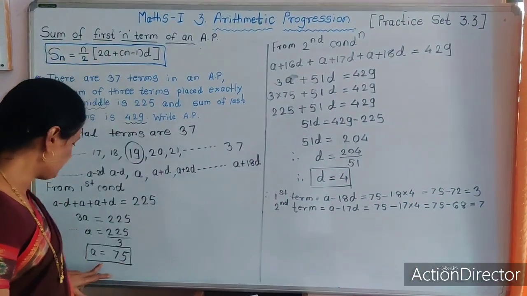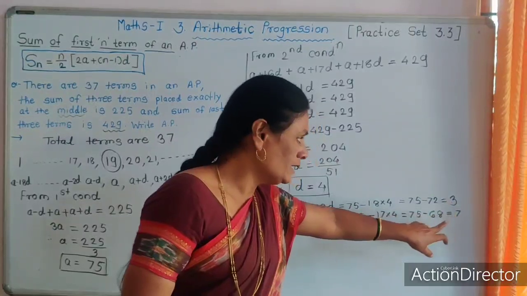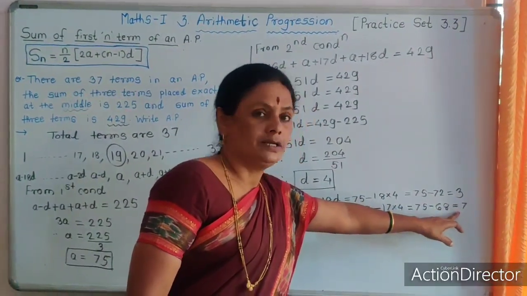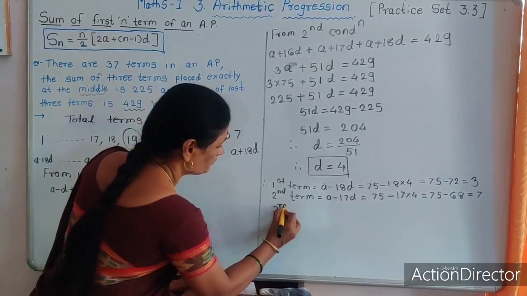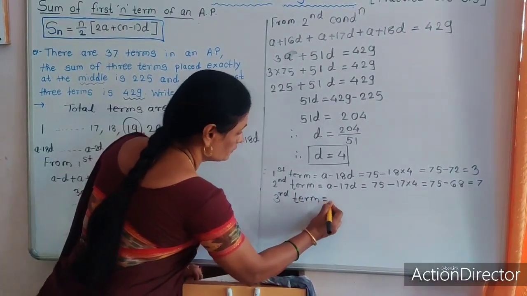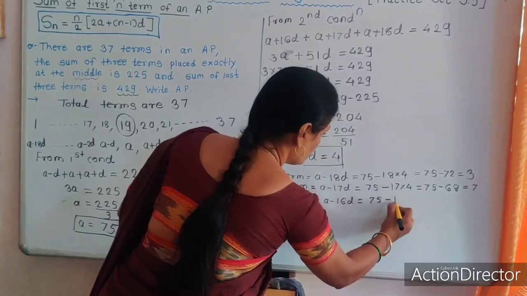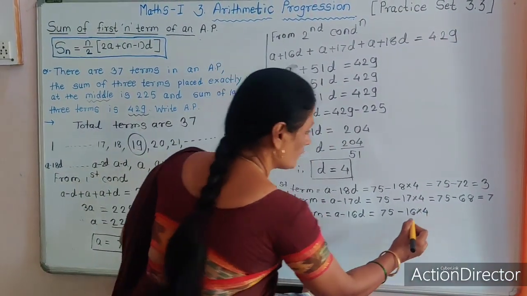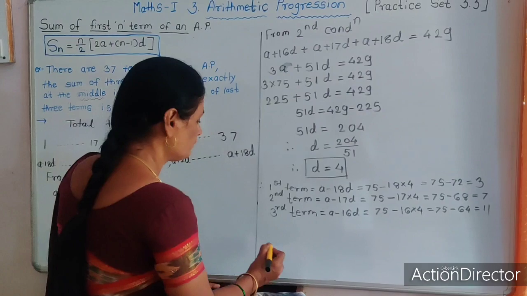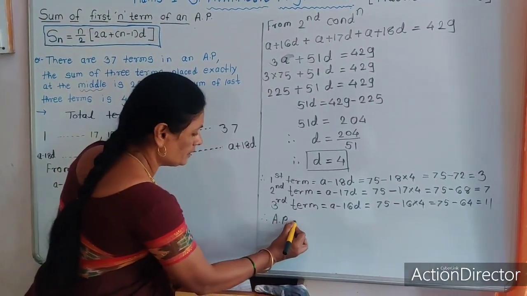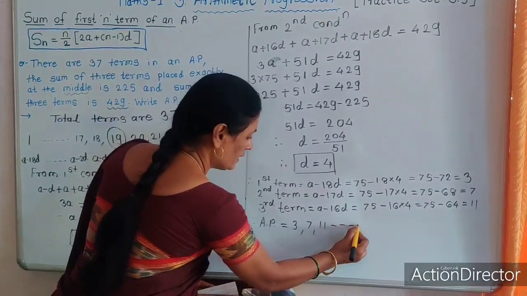Now we know that the first term is 3 and D is equal to 4. The second term is 3 plus 4, which is 7. The next term, the third term, is 7 plus 4, which is 11. Therefore the third term is A minus 16D, which is 75 minus 64, equal to 11, and therefore the AP is 3, 7, 11 and so on.